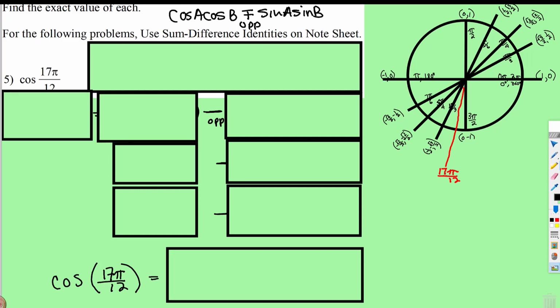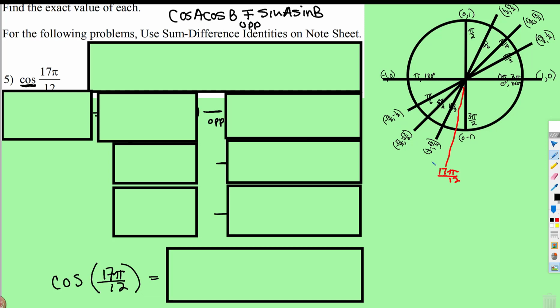Okay, now we're going to try a cosine sum difference. Find the exact value. That's a sum difference identity. We're using cosine because of the theta that they give us. It says cosine. And again, I've just located where this would be on the unit circle. And you think, well, how would I know that?